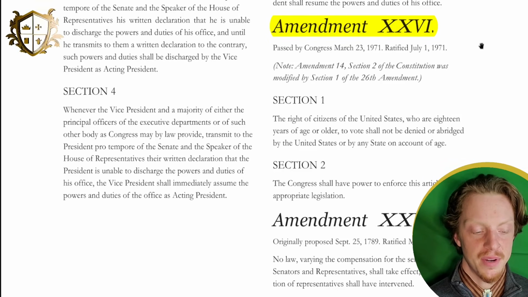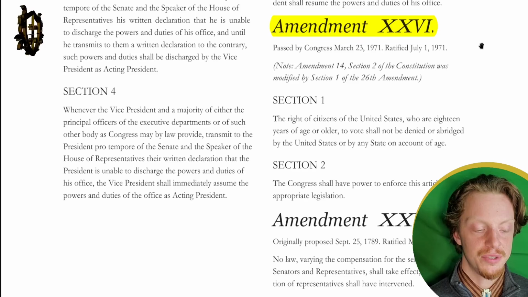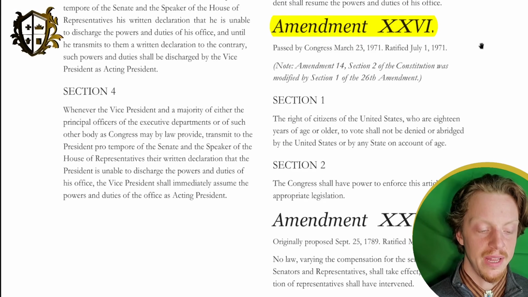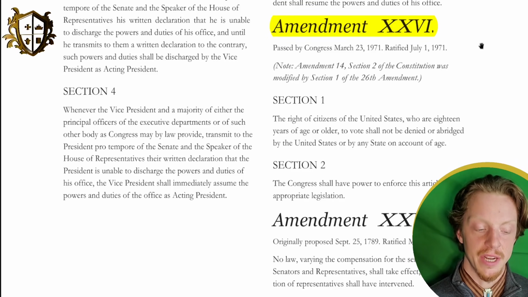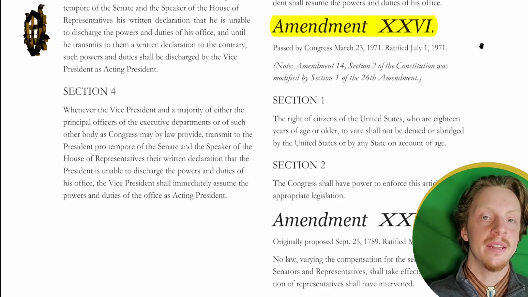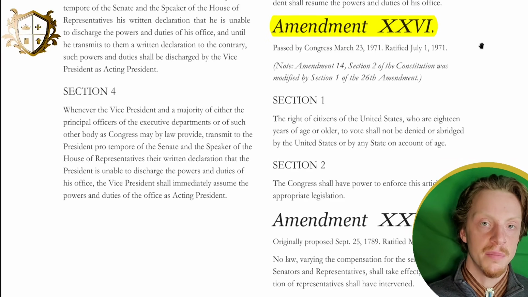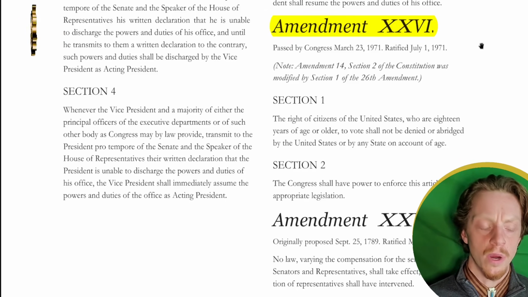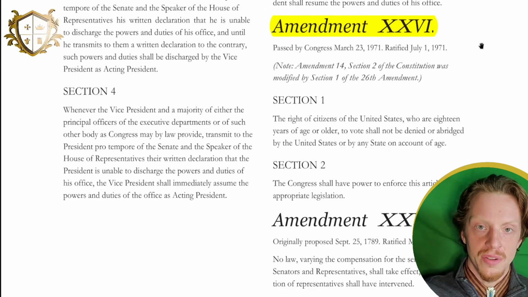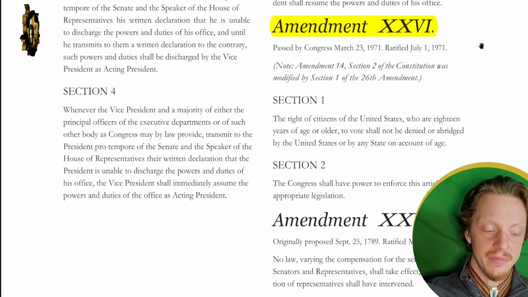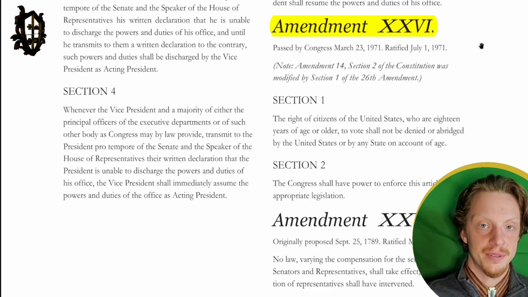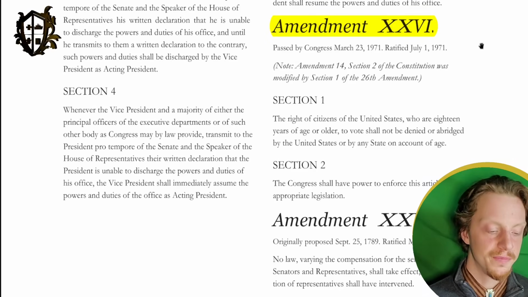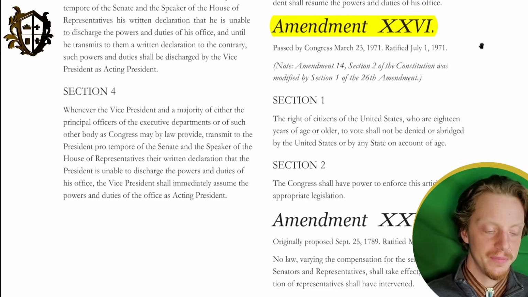Section 4. Whenever the Vice President and a majority of either the principal officers of the executive departments or of such other body as Congress may by law provide, transmit to the President pro tempore of the Senate and the Speaker of the House of Representatives their written declaration, because the departments are created under the executive. Remember that in Article 2, I think it was Section 1. The departments are part of the executive. So if they submit a declaration as to the inability of the President, their word is just as binding as the President's word, because he ultimately created that department.